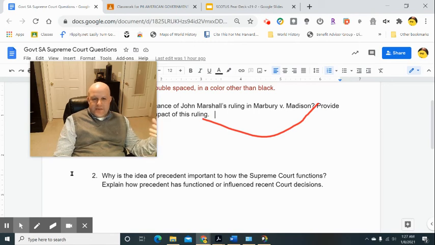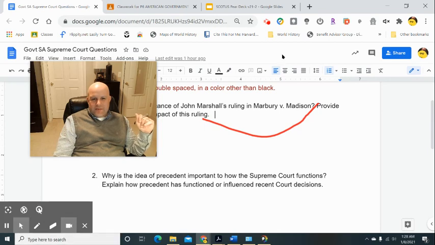So those major cases act as precedent, and to overturn that can sometimes be difficult or controversial. Sometimes the court is hesitant. Sometimes they'll make little changes to it, but it's very important to how the Supreme Court functions.